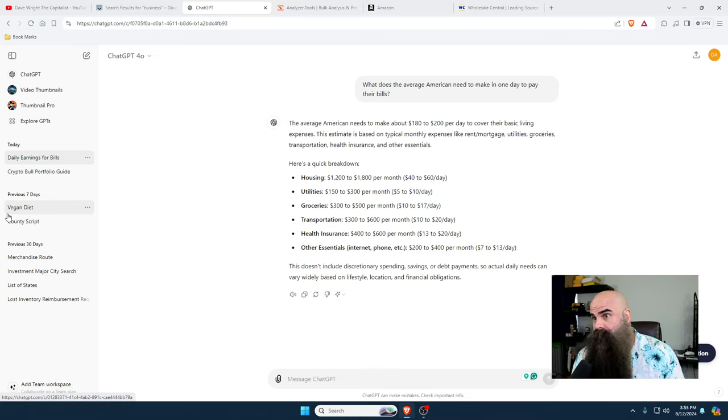And ChatGPT says the average American needs to make $180 to $200 per day to cover their basic living expenses. This estimate is based on typical monthly expenses like rent, mortgage, utilities, groceries, transportation, healthcare, and other essentials. Here's a quick breakdown. Now, this is ChatGPT 4.0, so this does have access to the internet. This is not the version that doesn't search the internet.